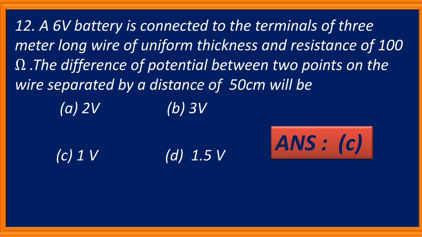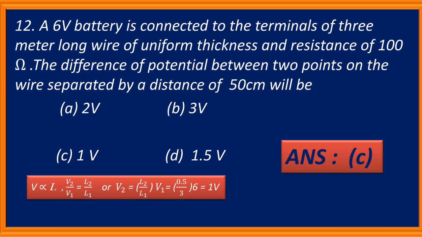Now question 12. A 6 volt battery is connected to the terminals of 3 meter long wire of uniform thickness and resistance of 100 ohm. The difference of potential between 2 points on the wire separated by a distance of 50 centimeter will be: option A 2 volt, B 3 volt, C 1 volt, D 1.5 volt.